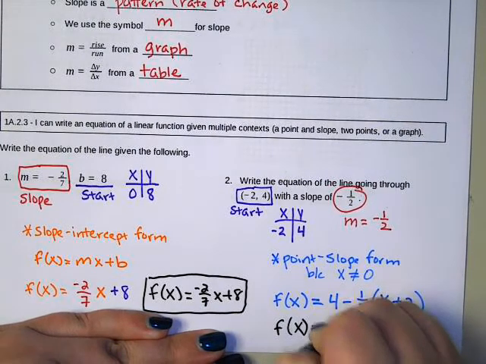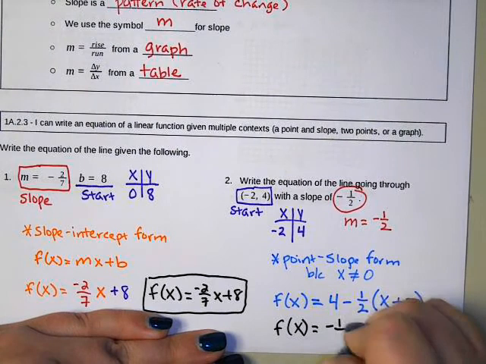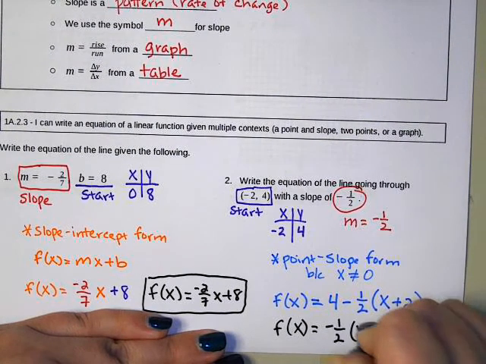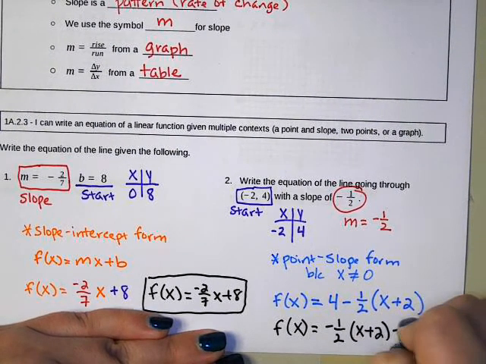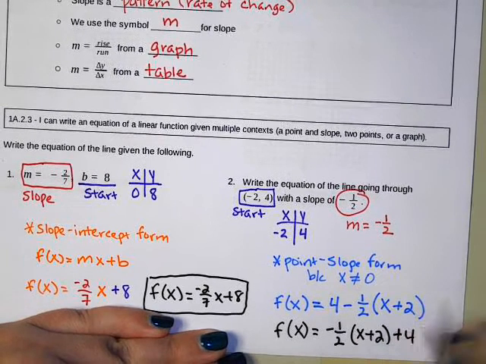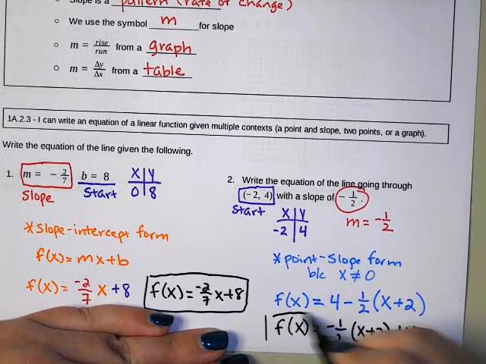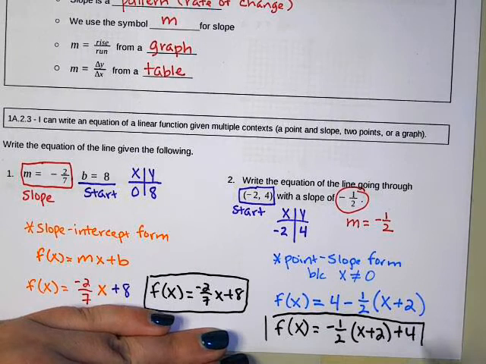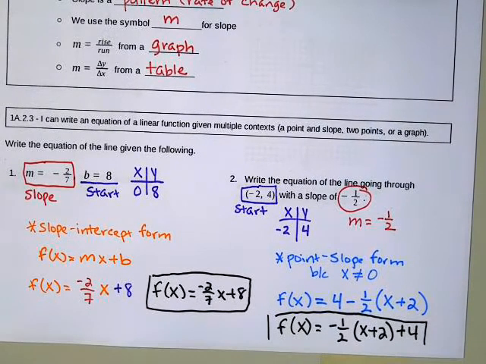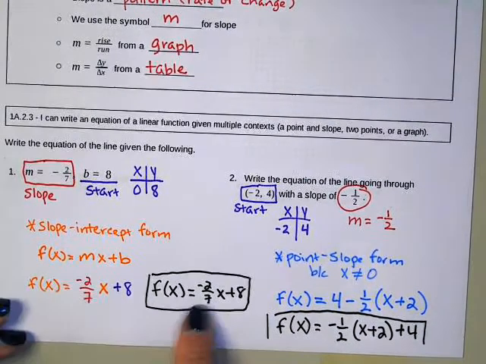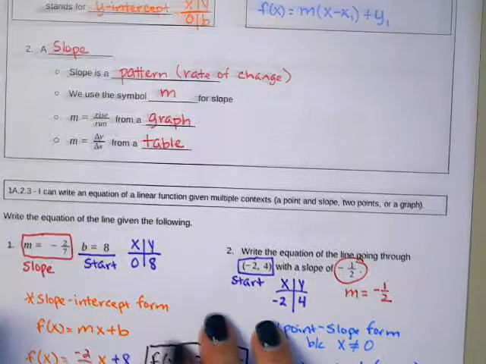So it's going to be f of x equals our pattern, so negative 1/2, x plus 2, and then that plus 4 is going to go at the back. They are the same thing. We just want to make sure we start getting in the habit of putting that starting y value at the end, just like we do with slope-intercept form.